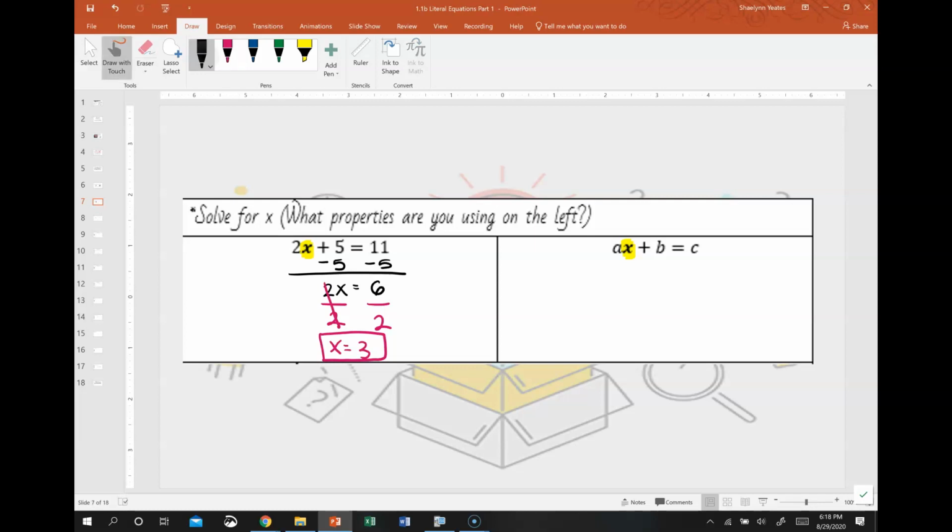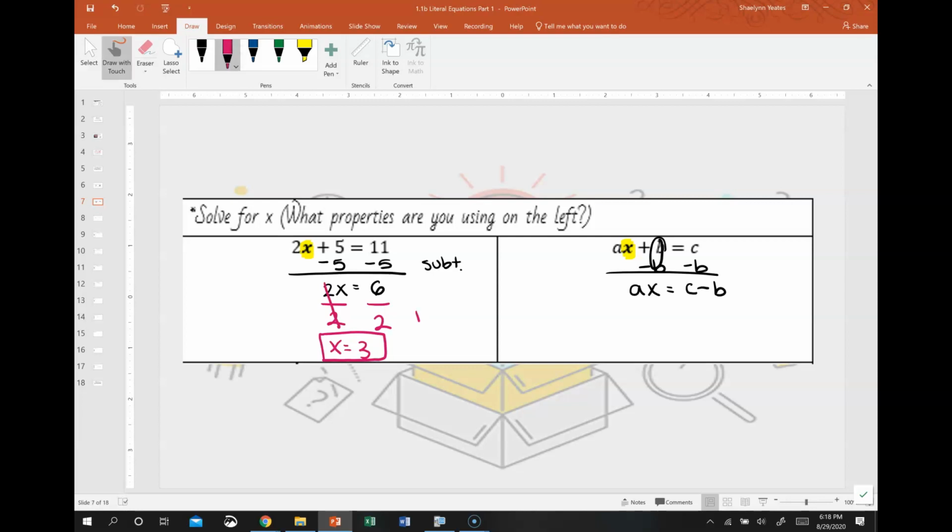So now let's go ahead and try this step. So the first thing we did over here is we subtracted. So let's go ahead and do that over here. Now the thing that's in place of the 5 in this equation is a b. So let's go ahead and subtract b from both sides. Okay, so now I'm left with ax, because b minus b is 0. Equals, now I don't know what c minus b is, so I'm just going to write c minus b. That's a number. I don't know what it is, but it'd be a number. Just like how we did 11 minus 5 is 6, c minus b will be an unknown number.